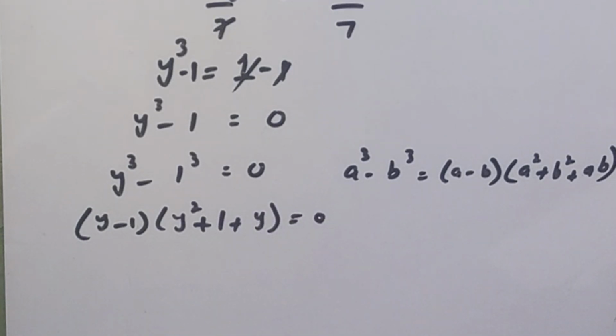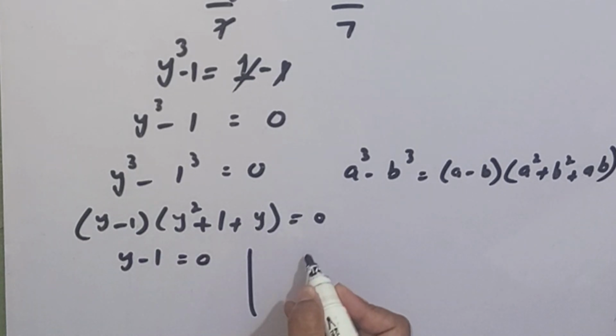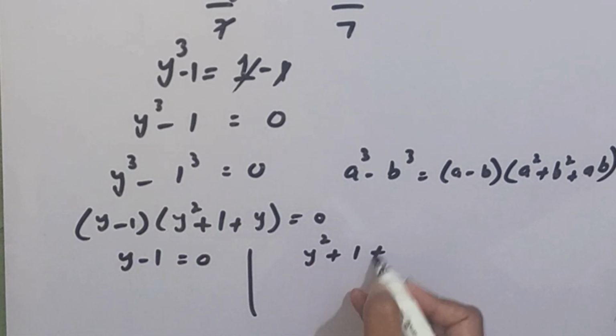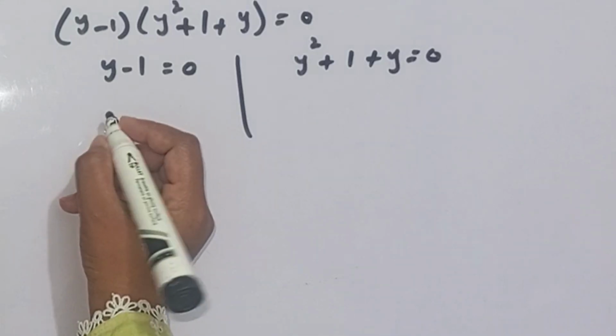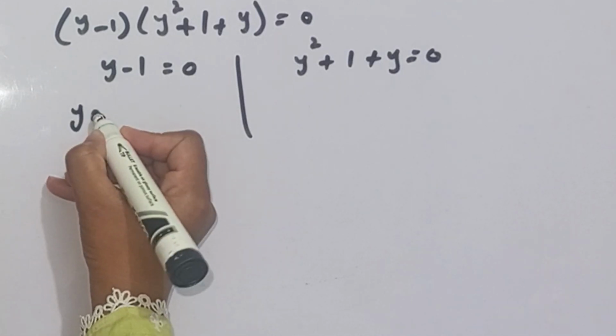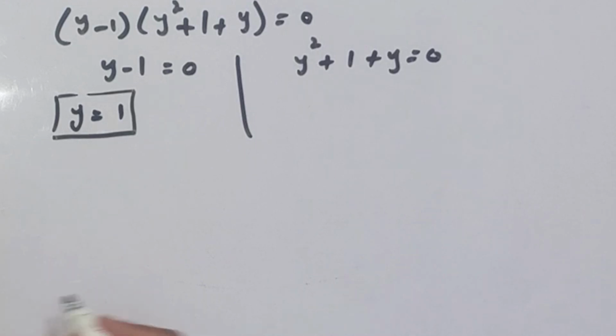In the next step, we use the zero identity. According to this identity, we can say that y minus 1 is equal to 0, or y square plus 1 plus y is equal to 0. So add 1 on both sides and then we get y is equal to 1. This is one answer of y that satisfies our question.